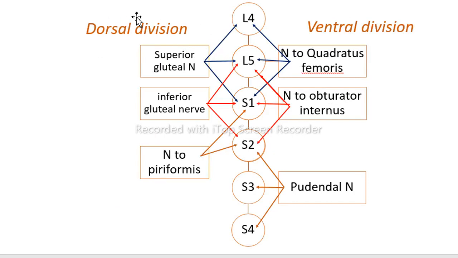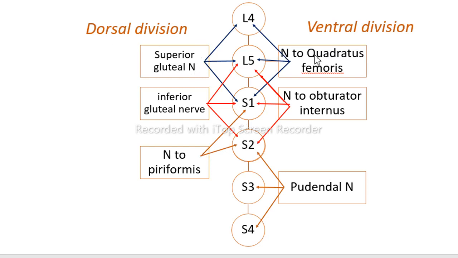Now let's see the root values. Three nerves arise from the dorsal division: the superior gluteal nerve, inferior gluteal nerve and nerve to piriformis. The sacral plexus is formed by L4, L5, S1, S2, S3 and S4. Superior gluteal nerve root value is L4, L5 and S1. Inferior gluteal nerve root value is L5, S1 and S2. And nerve to piriformis is S1 and S2, dorsal division.